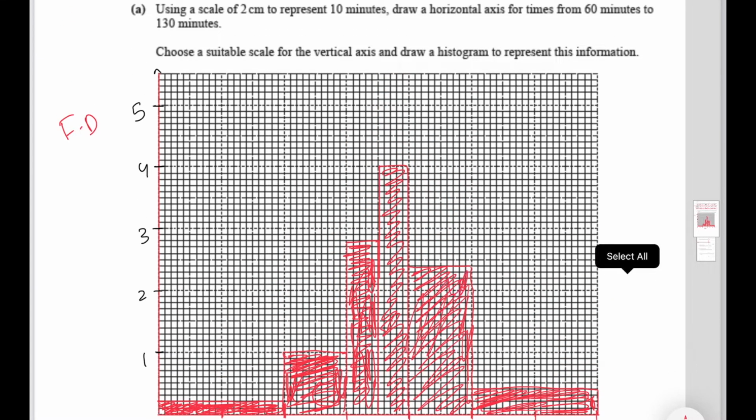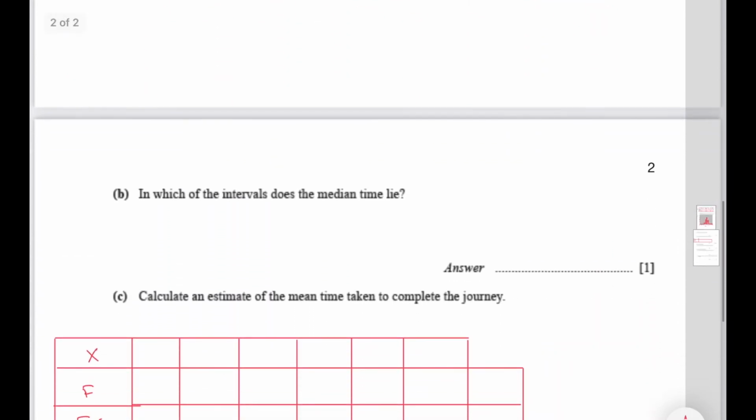I hope all these values are visible. I couldn't shade it better, but this is the histogram. This is what it looks like. Let's move on. The next part says, in which of the intervals does the median time lie?